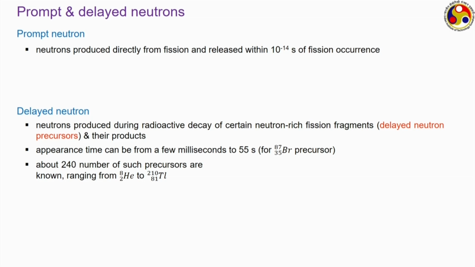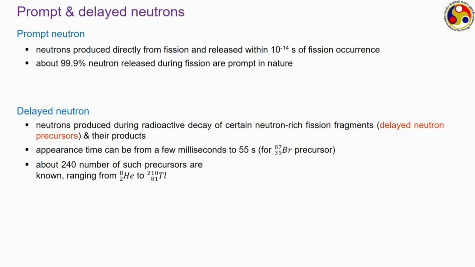It can have very low mass numbers such as helium 8 to a high mass number like thallium 210, and several of them are actually outside the fission range, that is their atomic number is quite small to cause any kind of fission, but still this kind of very light isotopes, like helium 8, can also act as delayed neutron precursors.